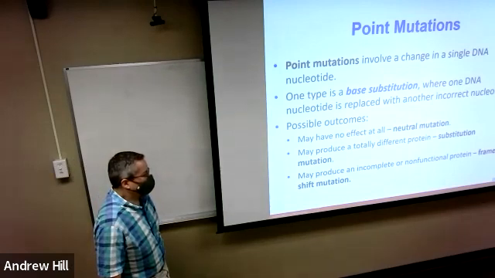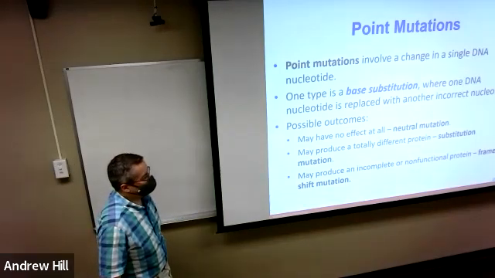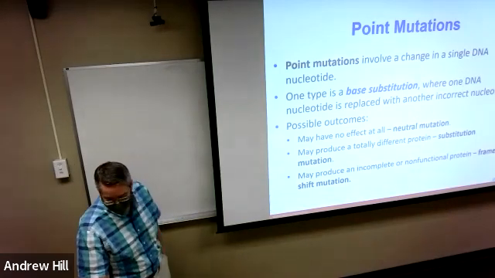So what about some other possibilities? It may produce a completely different protein. So that's a substitution mutation. A good example of that is in sickle cell anemia.